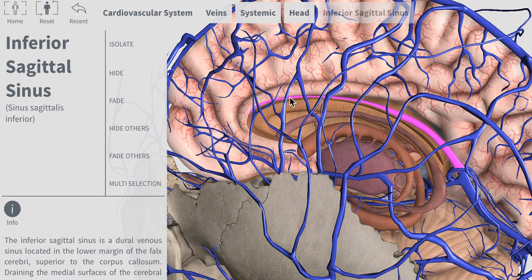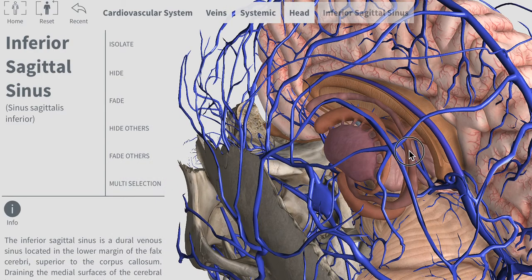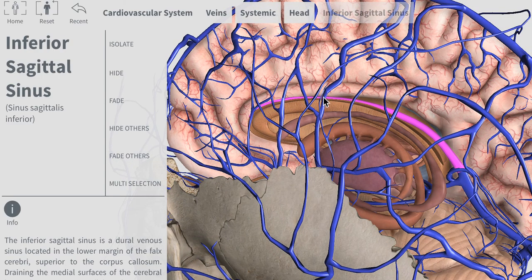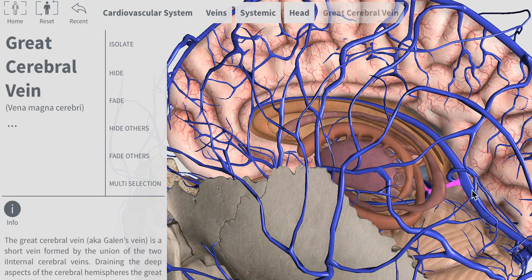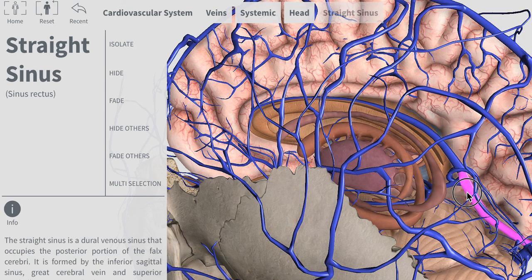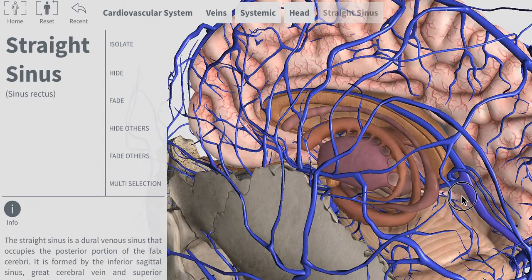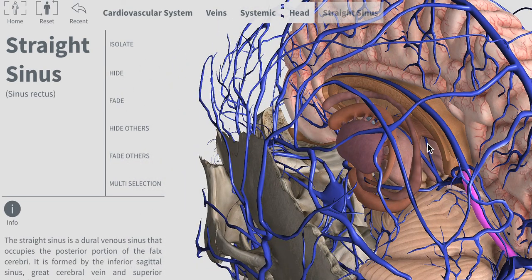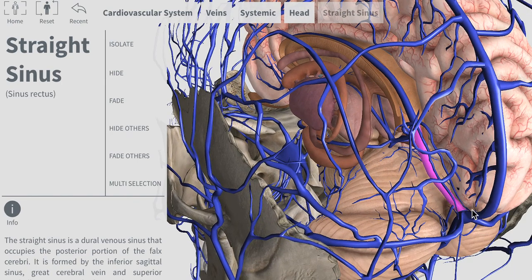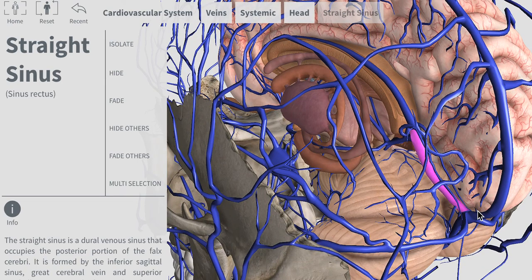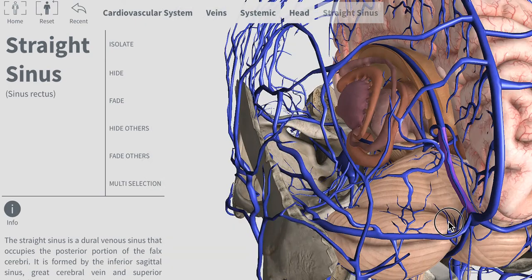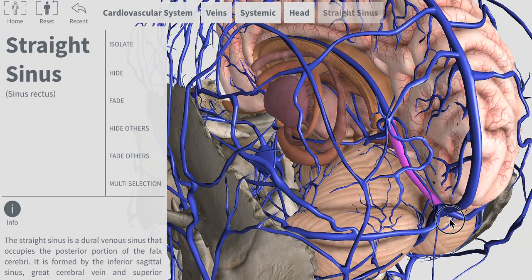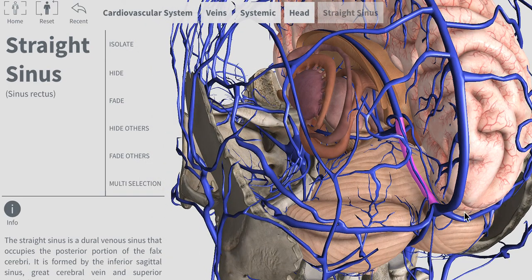It would travel along the lining again of the corpus callosum, posteriorly and inferiorly, where they drain together along with the great cerebral vein into the straight sinus. Now, the straight sinus would receive blood from these two other larger veins and then drain itself into the confluence.